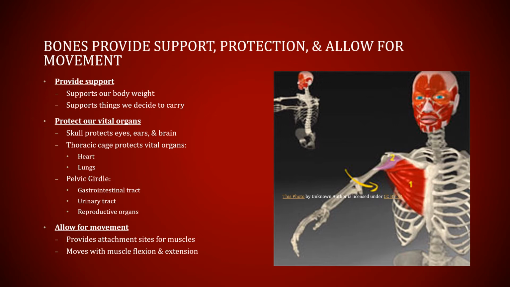It provides protection for vital organs in that the skull protects the eyes, ears, and the brain. The thoracic cage protects the heart and the lungs, where the pelvic girdle protects the gastrointestinal tract and the urinary tract, as well as our reproductive organs, at least those on the inside. It also allows for movement. Our bones provide attachment sites for our muscles, and when our muscles flex or extend, we have movement.